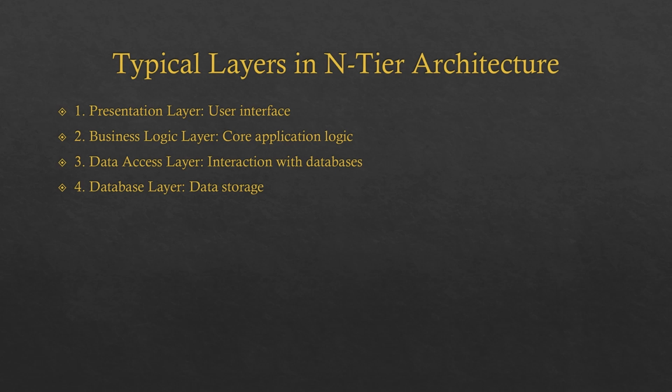In a typical layered architecture, there are four key layers: the presentation layer, which manages user interfaces, the business logic layer, responsible for core application logic, the data access layer, which handles communication with the database. Finally, the database layer, where data is stored and retrieved.